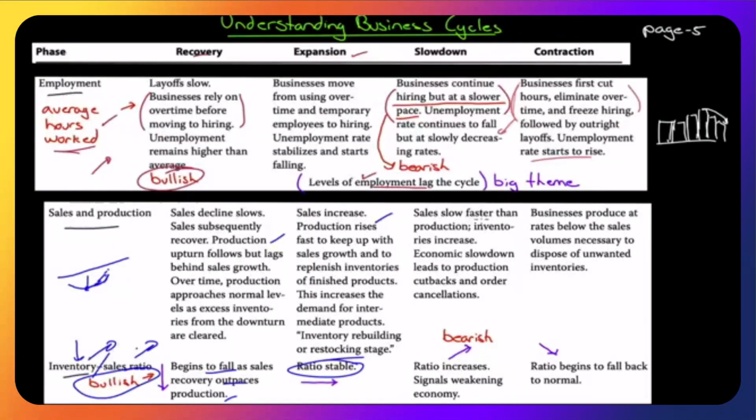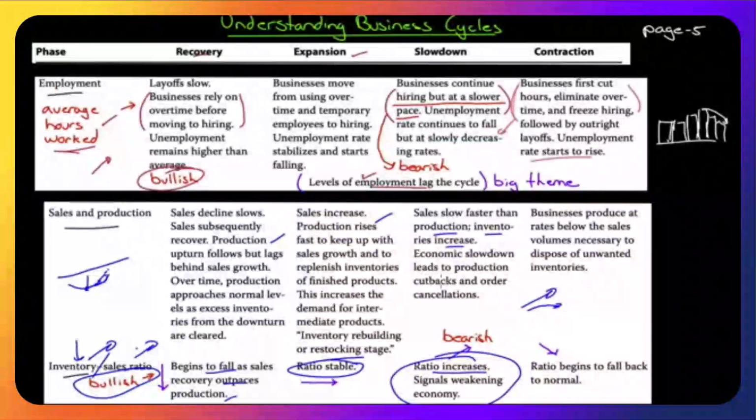Sales slow. In the slowdown, sales slow faster than production, so inventories continue to rise. So you're building inventories at this rate, but sales are starting to do this. So what's going to happen with the ratio? That ratio is going to start increasing. That is a bearish signal in the economy. A ratio increase signals a weakening economy.